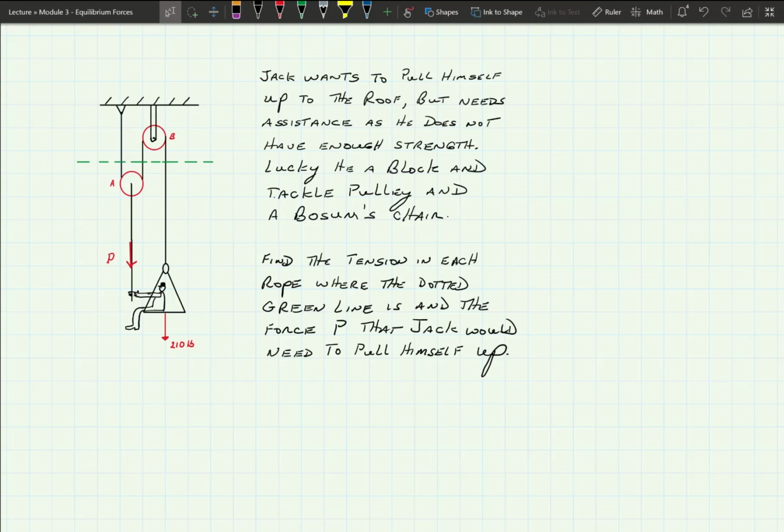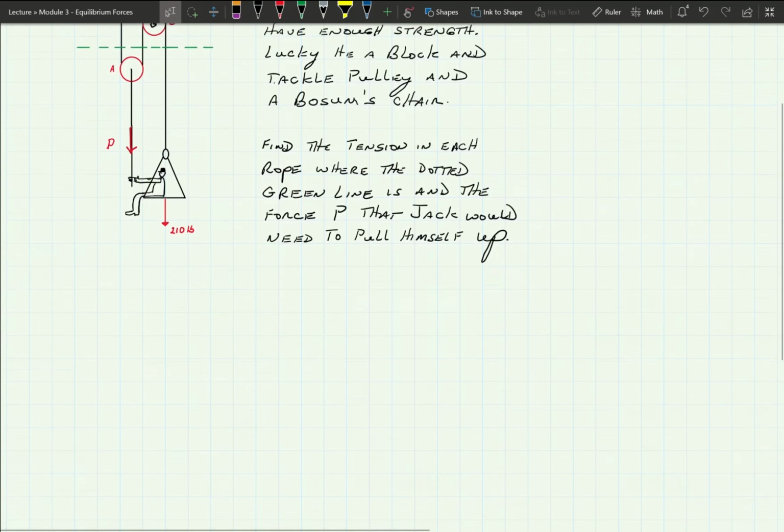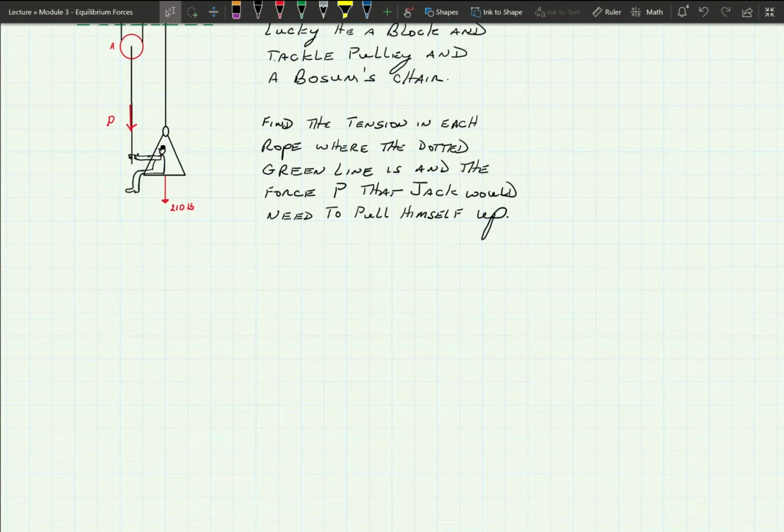So in this problem, Jack wants to pull himself up to the roof, but needs assistance as he does not have enough strength. Luckily, he's got a block and tackle pulley that comes with a bosun's chair. Your job: find the tension in each rope where the dotted green line is, and the force P that Jack would have to exert to pull himself up. So, with all good statics, we start with a free body diagram.